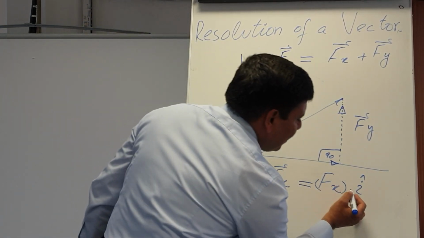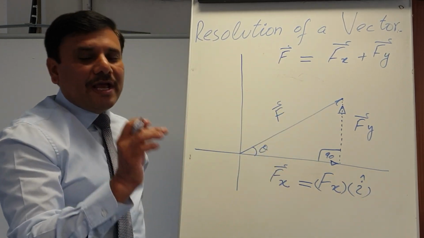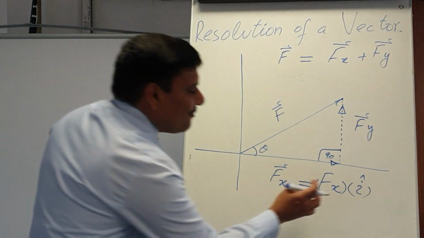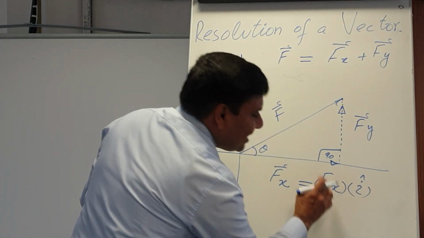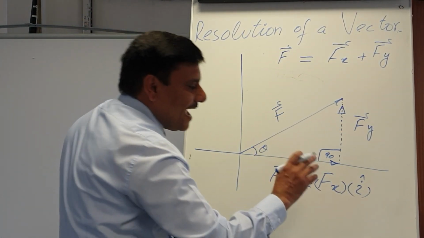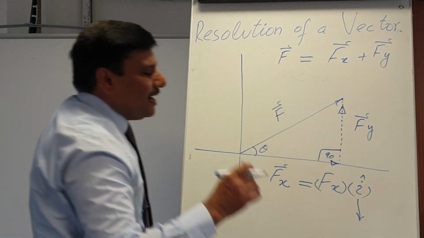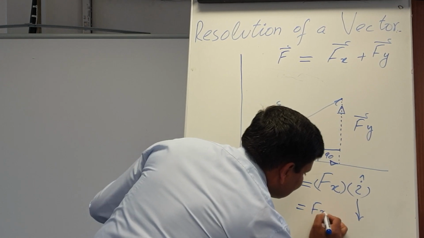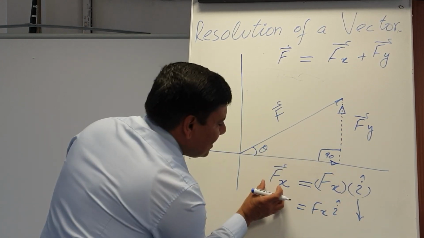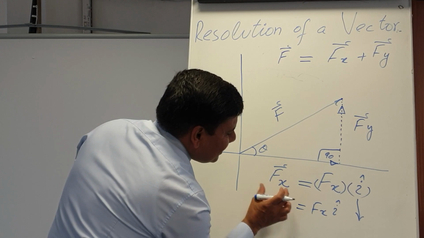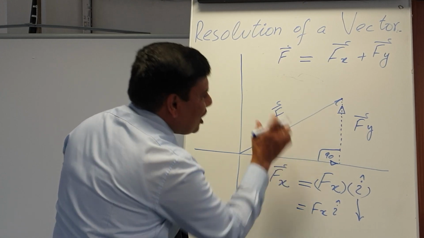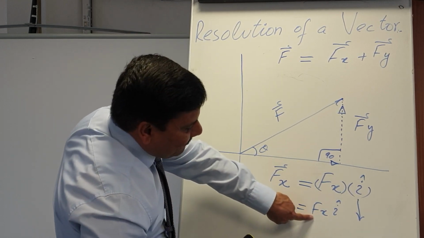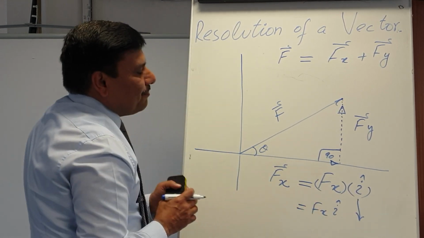Actually, this i unit vector has a magnitude equal to 1, but its direction is towards the x-axis. When 1 is multiplied with fx, it will remain fx, and this unit vector is representing the direction. So we can say that fx i is actually representing the x component of this vector f. So its magnitude is fx and direction is i.